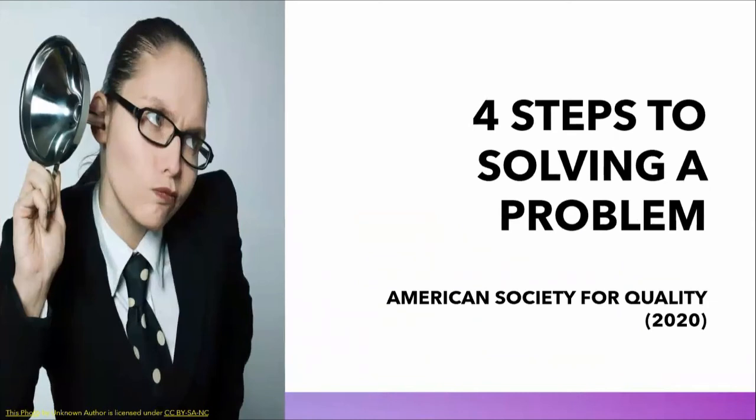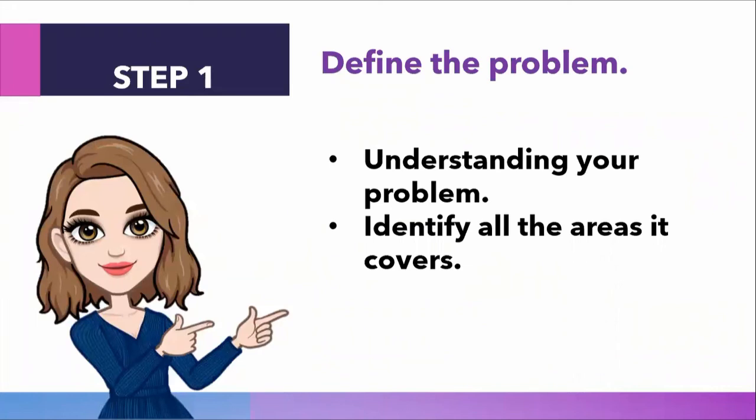There are 4 steps to solving a problem based on the American Society for Quality in 2020. First step is to define the problem. You have to understand your problem and identify all the areas it covers. In step number 1, you have to know what is your problem. If you will not be able to identify your problem and the areas, factors that are related to it, you will not be able to start solving the problem.